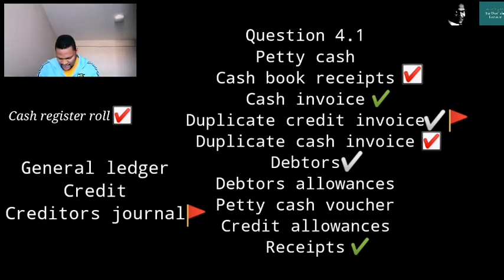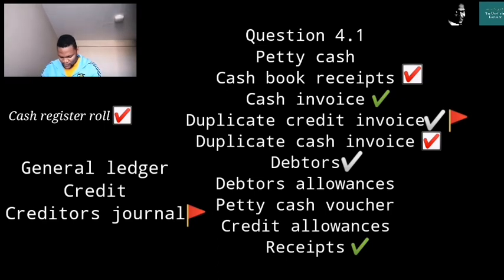Our business buys goods and services on credit from a supplier. We will receive the original tax invoice. Like I was saying, we receive the original tax invoice because we are now the customer. So you receive the original one. Then our bookkeeper must record this in the creditors journal.